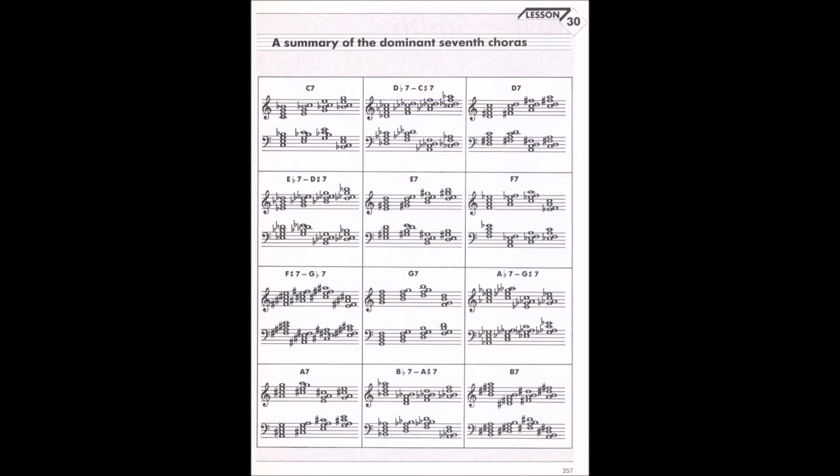On page 357, there's a summary of the dominant seventh chords in their 4 inversions, which you can look over at your leisure and refer to if the need arises. You'll notice that the chords with a black key as their root note are given both their possible alternative names, D-flat 7 and C-sharp 7, for instance. Obviously, the C-sharp 7 chord would be written differently, with sharps instead of flats, but it's identical on the keyboard.